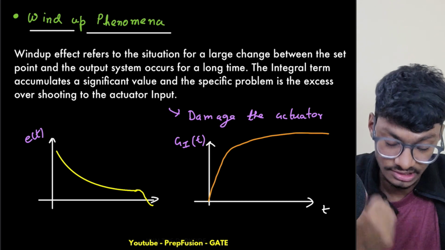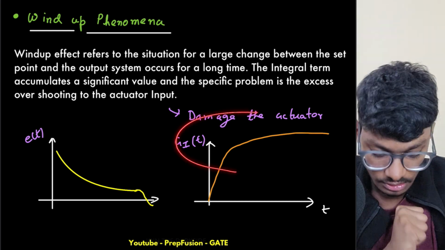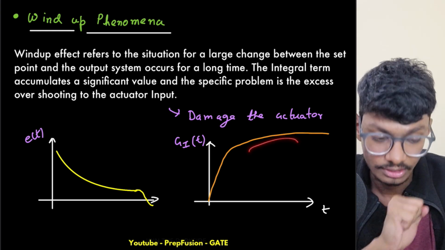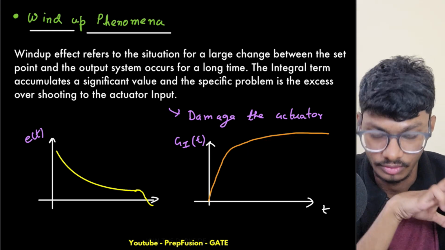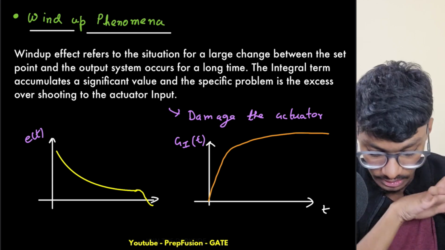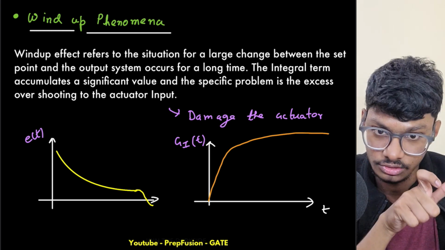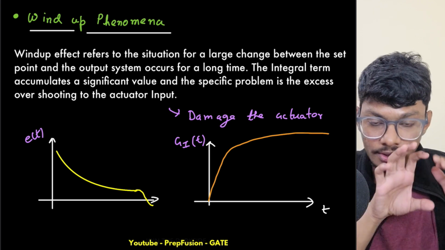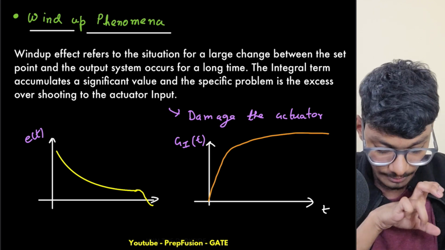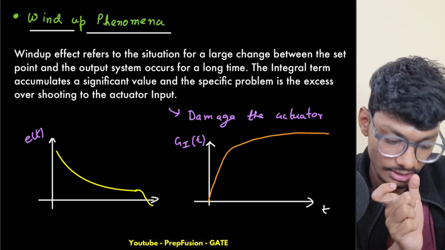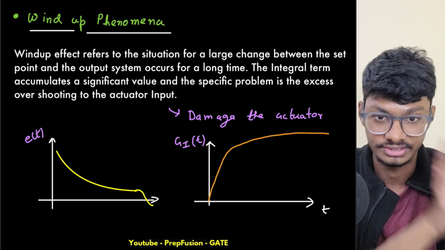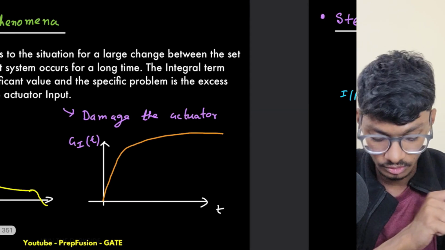So that's why we don't use the integral term alone, because if you use the integral term alone, it may overshoot the actuator and may damage it. If I use a proportional term also, what will happen? We'll obviously tune both of them, and if I tune them perfectly, I can make a situation where my actuator input can never saturate.